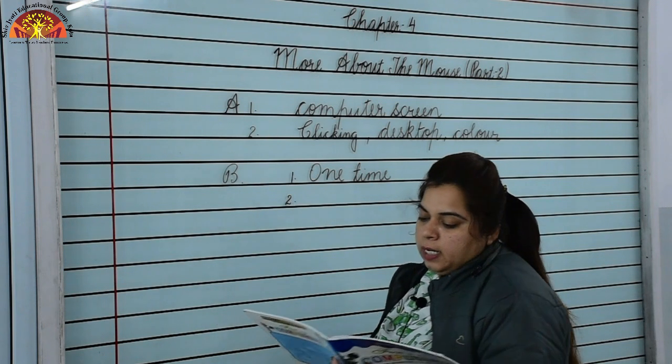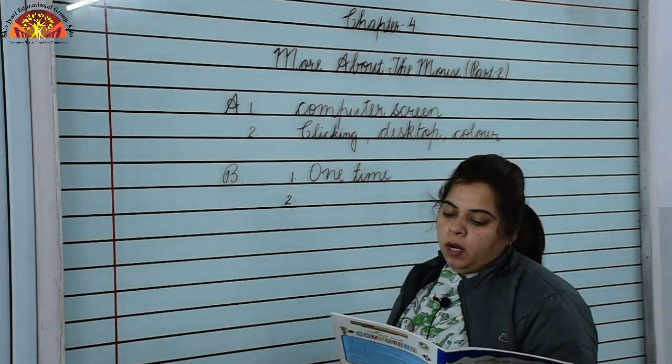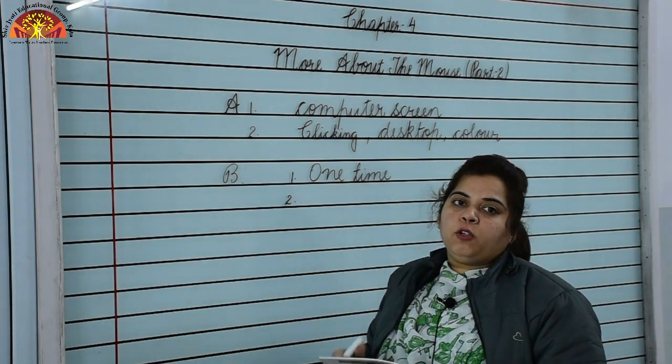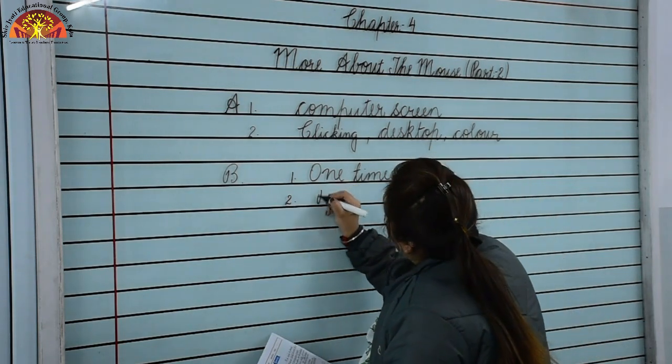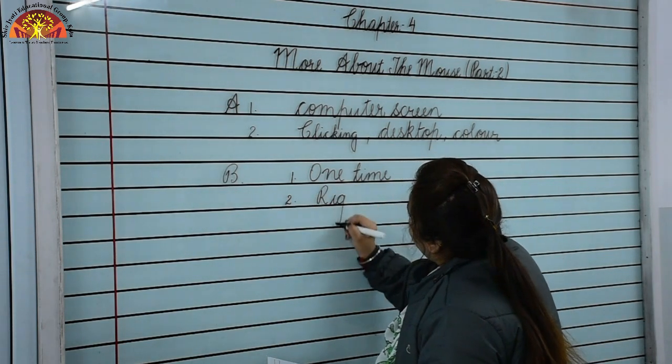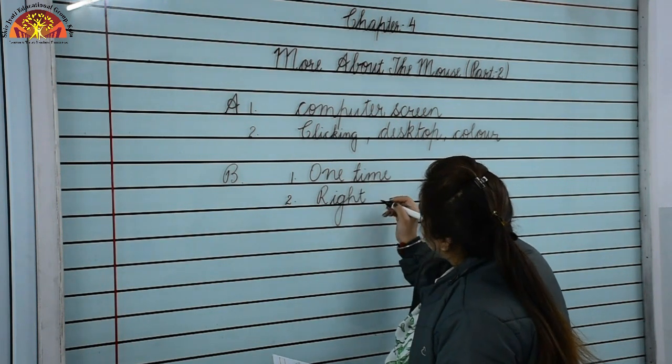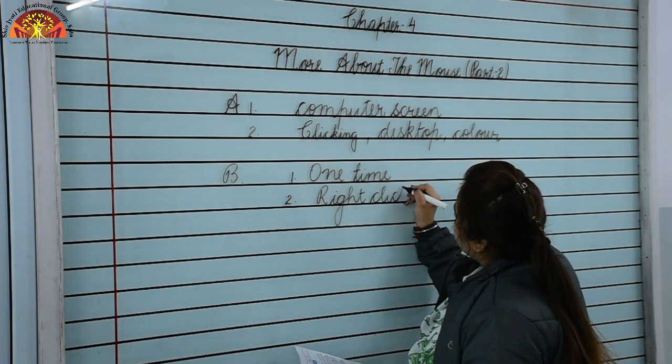Next question. Name the menu that appears on right clicking a mouse. Which menu appears on right clicking on the mouse? Right click menu or pop-up menu. R-I-G-H-T, right. C-L-I-C-K, click.